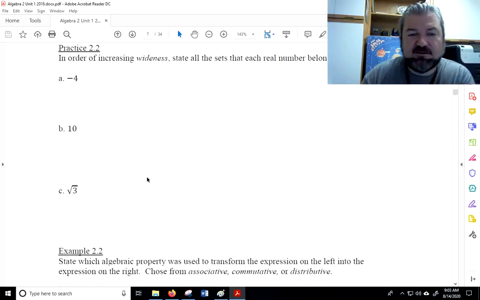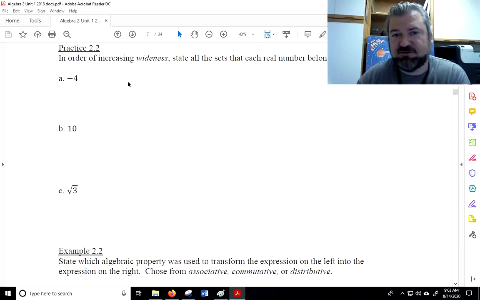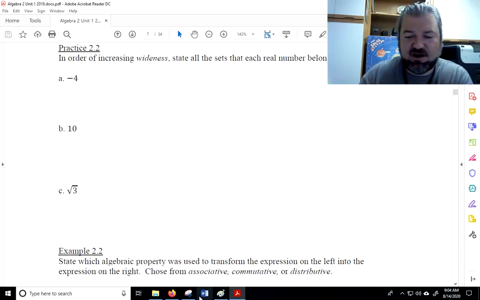All right, for the next practice set, I want you to describe in increasing wideness the sets that each one of these numbers belong to. So if I give you the number 1, you would start with the fact that that's a natural number. But then you would get wider and say that's also a whole number, which is also an integer, which is also a rational, which is also a real. So pause the video, give it a try, and we'll go over your work.